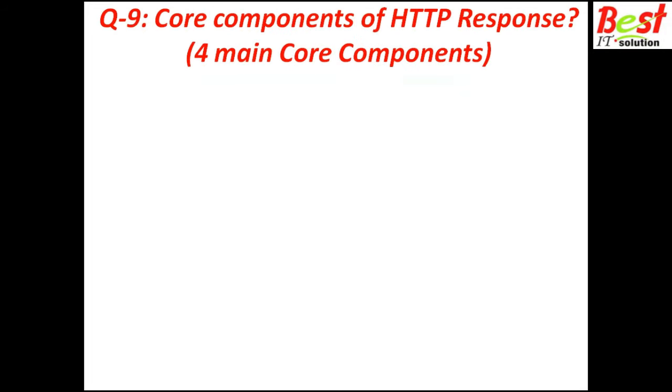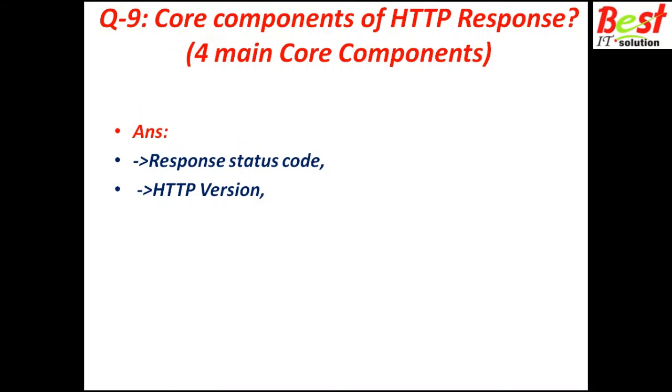Core components of an HTTP response. In the previous question, we saw the core components of an HTTP request, and here we look at the core components of an HTTP response. There are four main core components in an HTTP response. The first is the response status code, which must be there when a response comes. Then the HTTP version, the response header, and the response body.